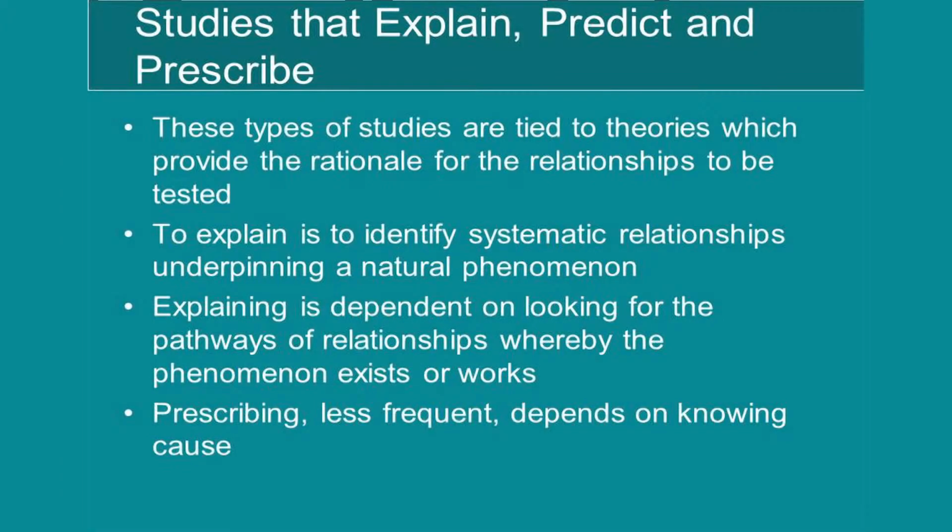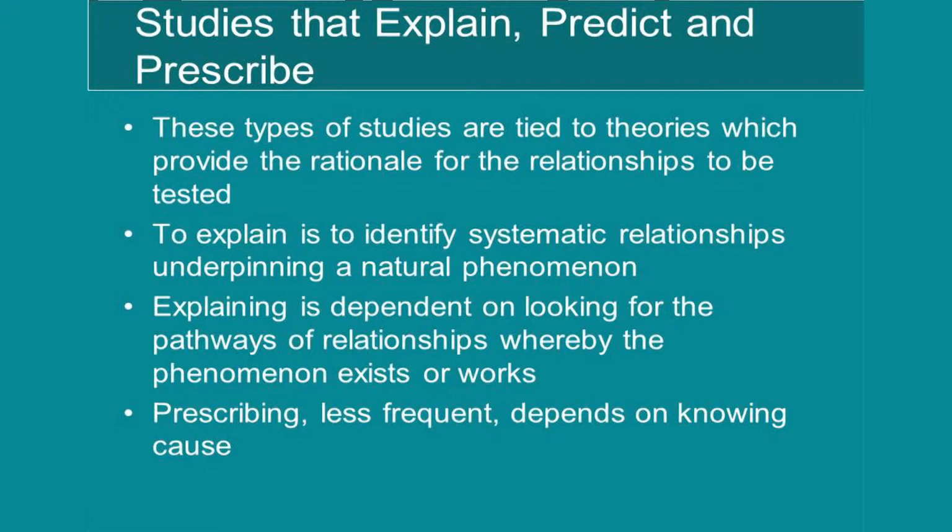Now, studies that explain, predict, and prescribe. We're now on Chapter 5. These types of studies are tied to theories which provide the rationales for the relationships to be tested. To explain is to identify systematic relationships underpinning a natural phenomenon. Explaining is dependent on looking for the pathways of relationships whereby the phenomenon exists or works.